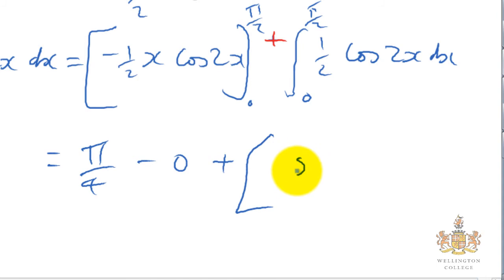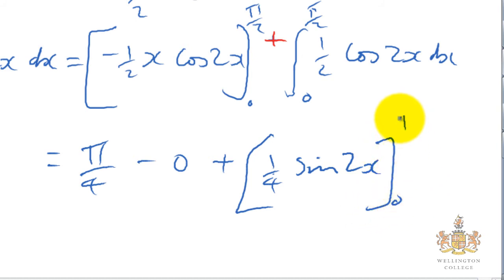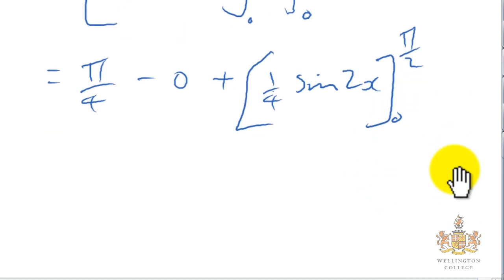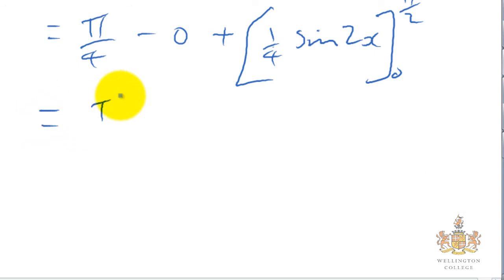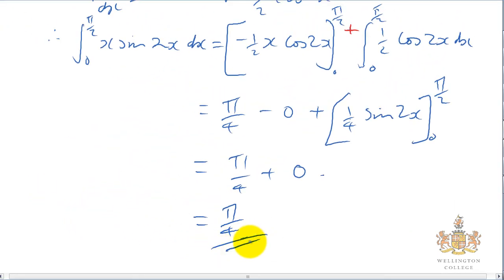This is going to come from sine of 2x, and the 2 will come out when you differentiate this, so we should have had a quarter. We should have 2 lots here, and we've got a half, so we need a quarter. We need to divide by that 2 on integrating. And we do that between the limits. So we get pi by 4 plus, put pi by 2 into here, and 2 lots of pi by 2 is pi, sine of pi is 0. Sine of 0 is 0, so we just get 0. So the answer is pi by 4.